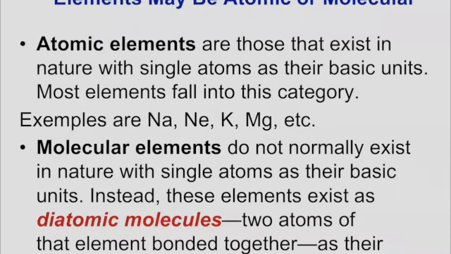Atomic elements are going to be those elements that can exist as a single atom. For example, gold or silver or platinum. You see where my mind is, right? Those exist by themselves. Those are considered atomic elements. Here's another example: sodium, neon, potassium, magnesium. They can exist by themselves. Those are considered atomic elements.